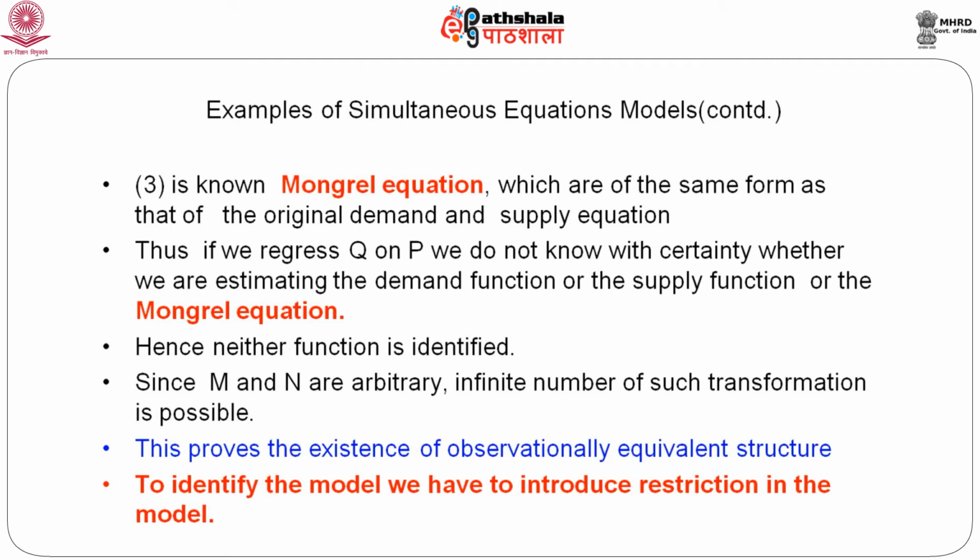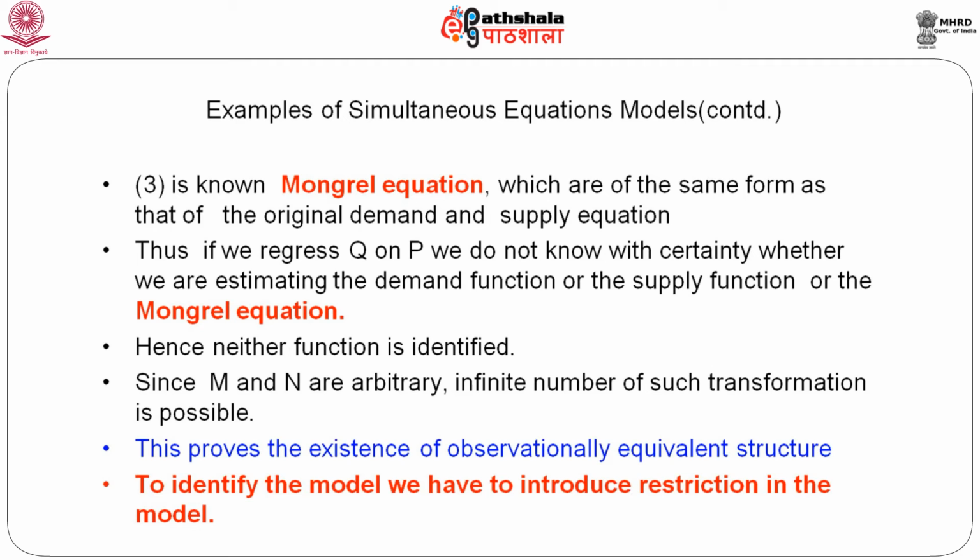Now, equation 3 is known as the mongrel equation, which has the same form as that of the original demand or supply equation. So, if we regress Q on P, we do not know with certainty whether we are estimating the demand equation, the supply equation or the mongrel equation. Hence, neither equation is identified.